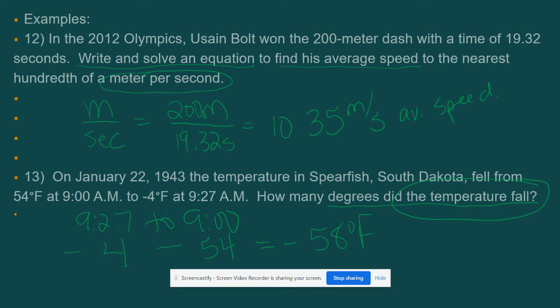Another thing we could do there is make a number line. And we could say, okay, I started over here at 54, and I went here to -4. So what is this difference? Well, it's a difference of 58, and since it fell, that would be negative.